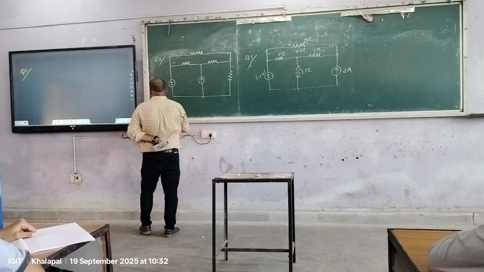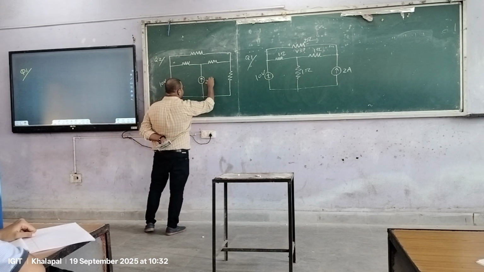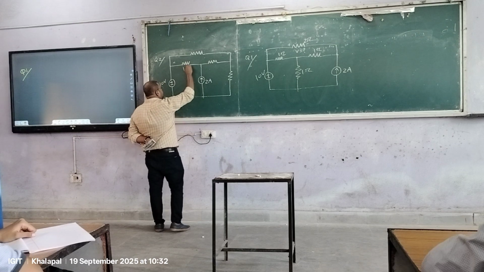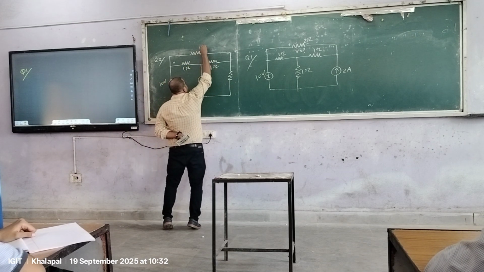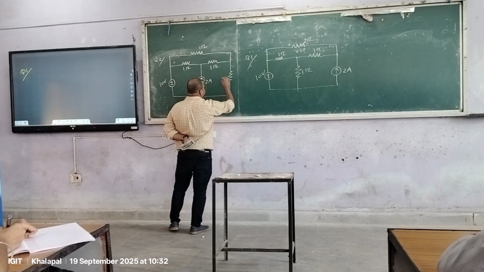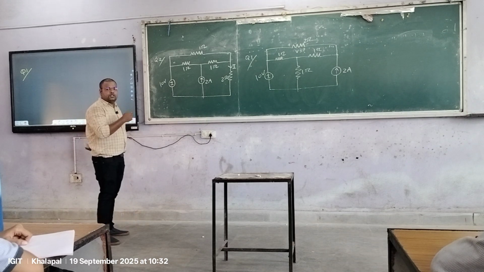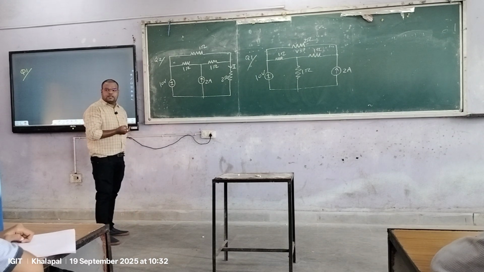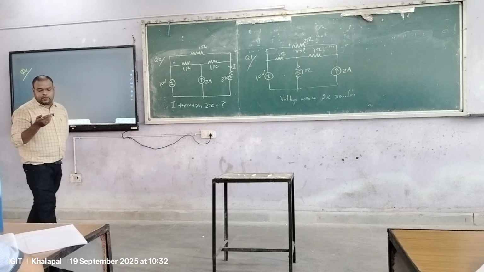Right? So this one is 10 volts. This one is 2 amperes. This one is 1 ohm, 1 ohm, this one is 1 ohm, and this one is 2 ohm. Find out the current flowing through this 2 ohm by using mesh and nodal. We want to see the first 5 students who complete it.